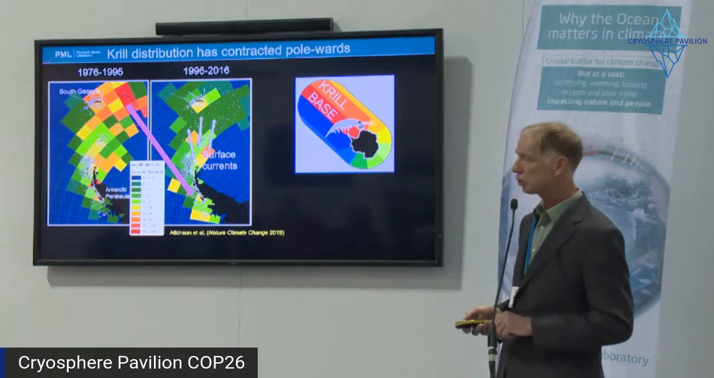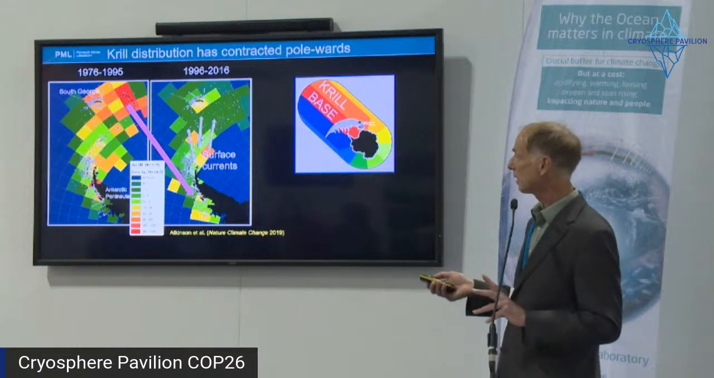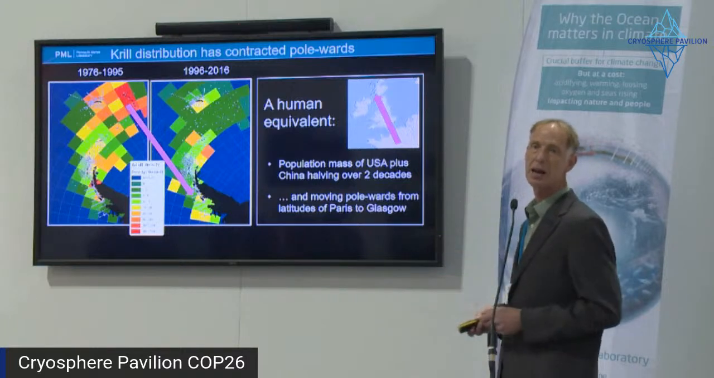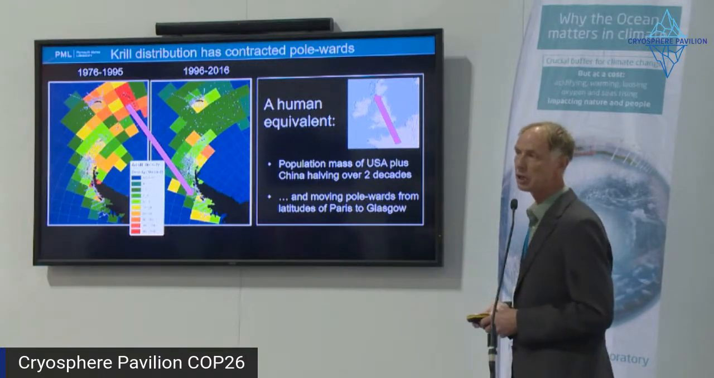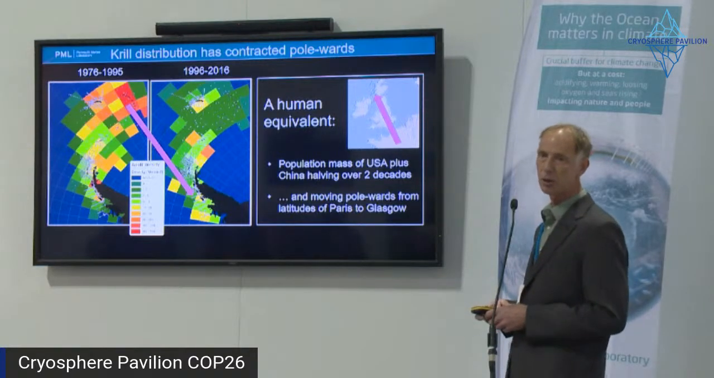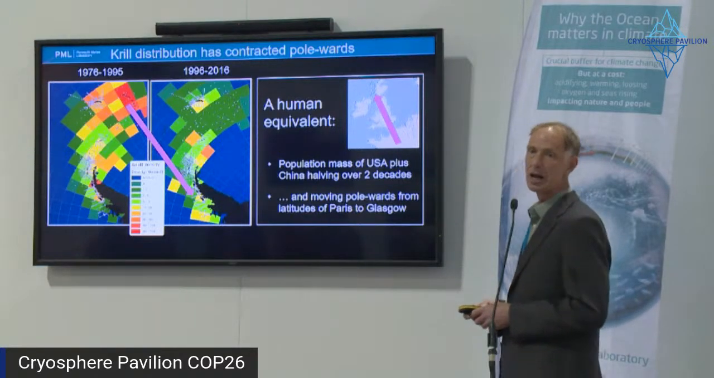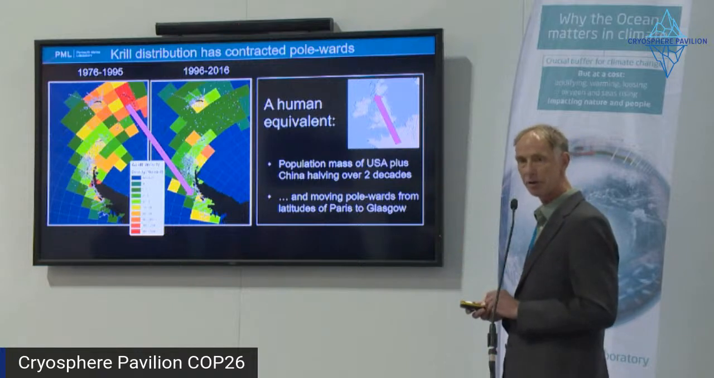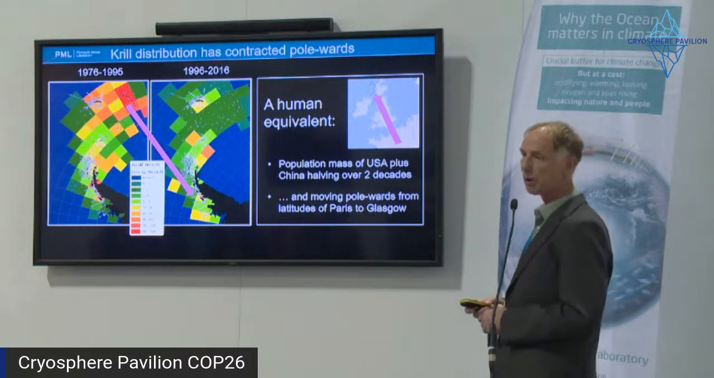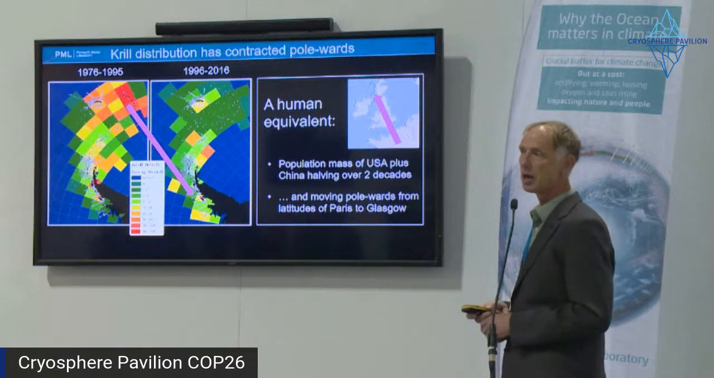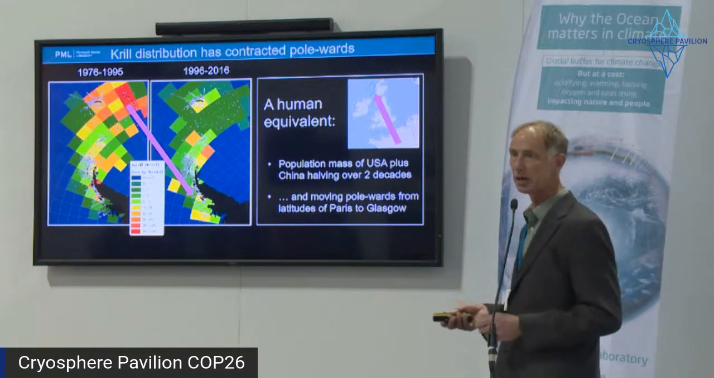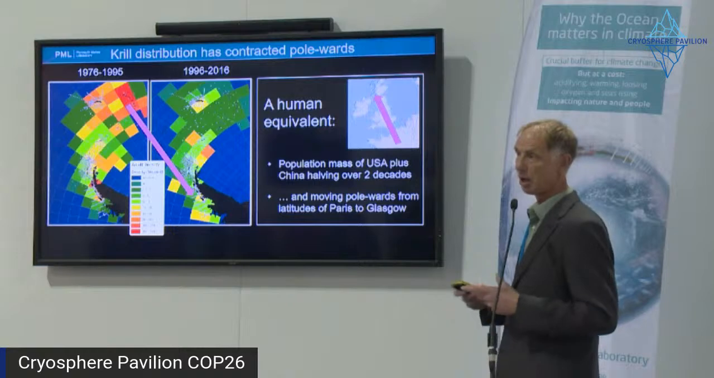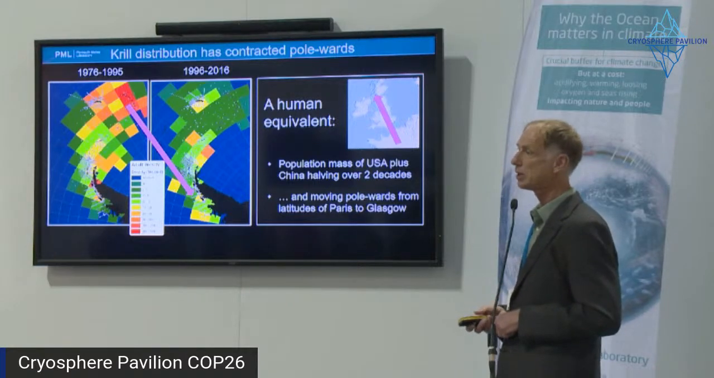It looks a little bit abstract, seeing color-coded grid squares, so I put it into a human equivalent. The area of this left-hand map has a population biomass of krill that is equivalent to the human population of USA and China combined. And in the period between these two sampling eras, if you can imagine that population halving and moving over 1,000 kilometers polewards. So that's a massive relocation that if it was happening on land, we'd stand up and take notice. And that's why we're so interested in studying it and understanding what's caused it and projecting what's going to happen maybe in the next 20 years.